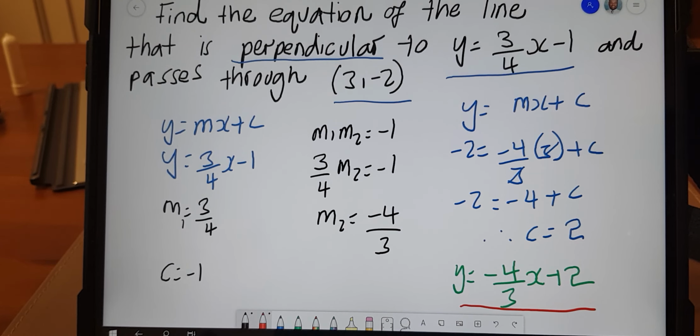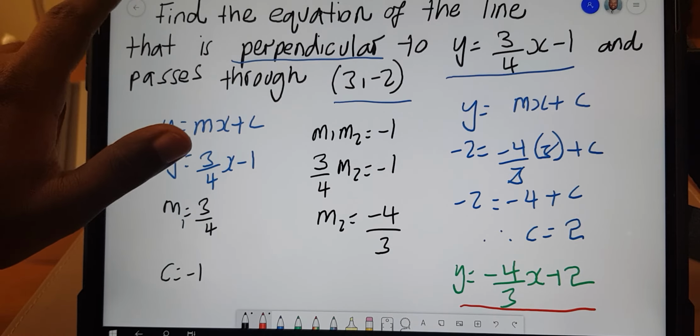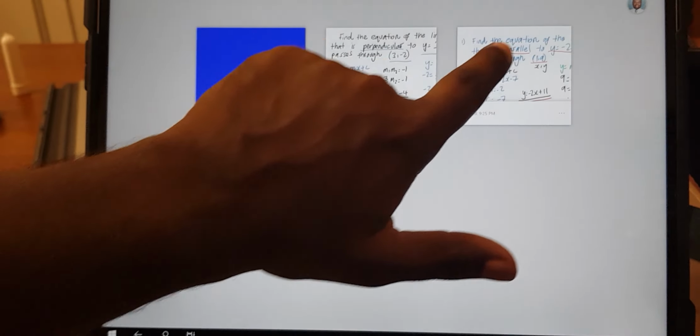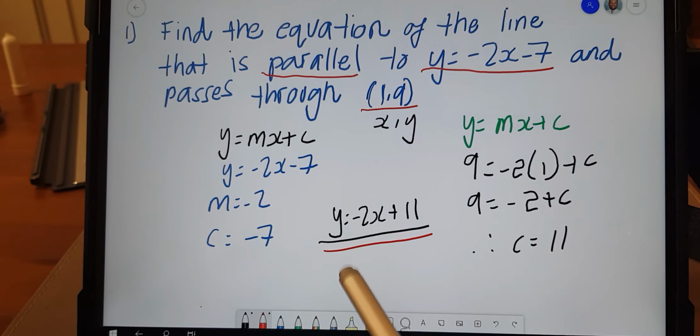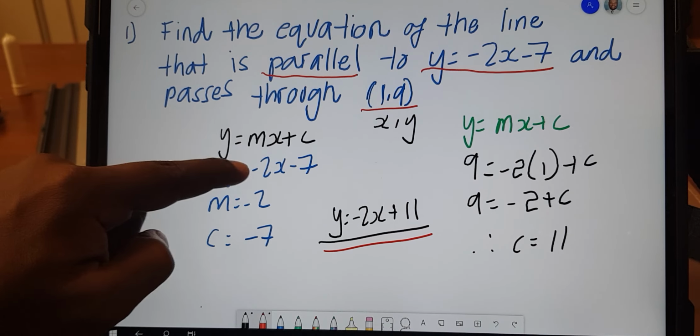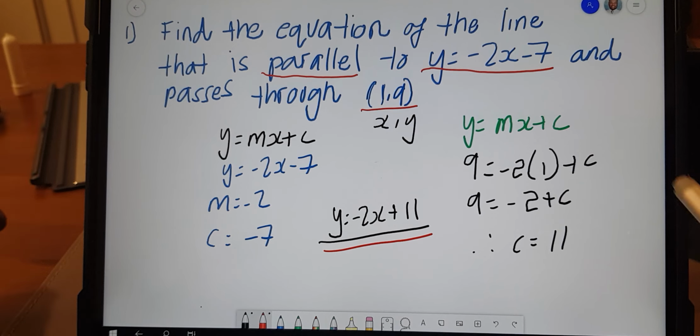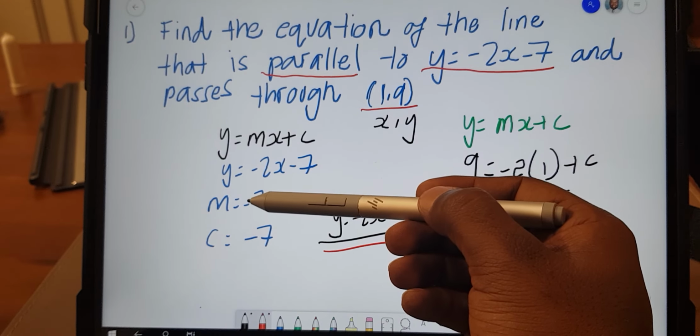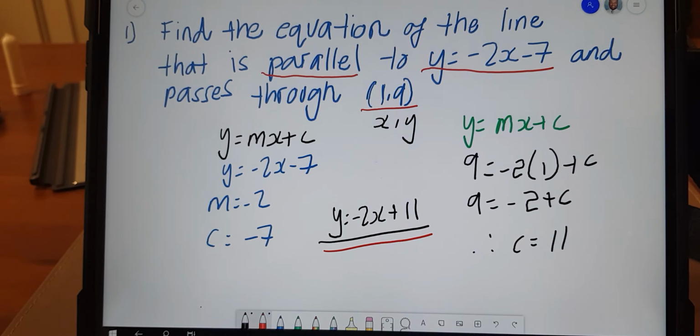So in a nutshell, parallel lines have the same gradient as seen here. Just go back to the other question. There you go. Parallel lines have the same gradient, so m is negative 2 and m is negative 2 here, and then we substitute it. The difference between the previous question and this question, technically from here to here, is the same. The only change is how the gradients differ. In parallel, it's the same. In perpendicular, the product is negative 1, and then you substitute to get to the answer, to get your gradient and your y-intercept.